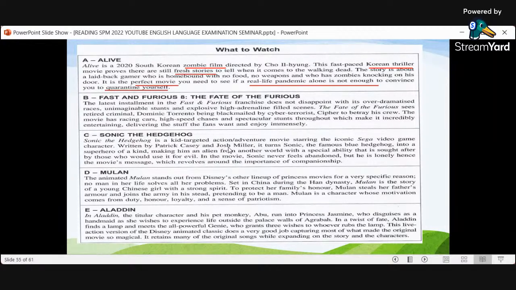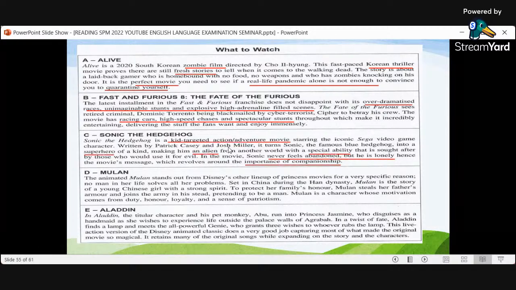I've never watched this. Fresh story. It's a perfect movie if you want, if a real life pandemic alone is not enough, to convince yourself to quarantine yourself. Okay, and then you have the Fast and Furious. It's an over dramatized races, unimaginable stunts, and explosive high adrenaline filled scenes. You have racing cars, high speed chases, and spectacular stunts.